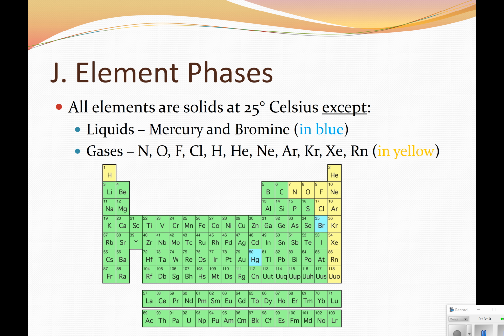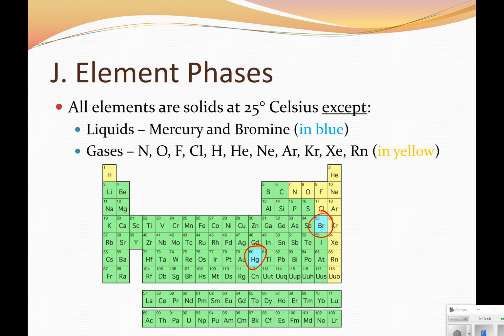Now, as far as element phases, these have to be memorized. And it's really not too bad, but all elements at 25 degrees Celsius are solids. And that's everything that's green on here, except for the ones that are in blue and yellow. So once again, these are all solids except for 2 liquids that we see in blue, mercury and bromine. And again, this is at room temperature. All of these elements can exist as a solid, liquid, or gas depending on conditions of temperature and pressure. So those are our 2 liquids at 25 degrees Celsius.